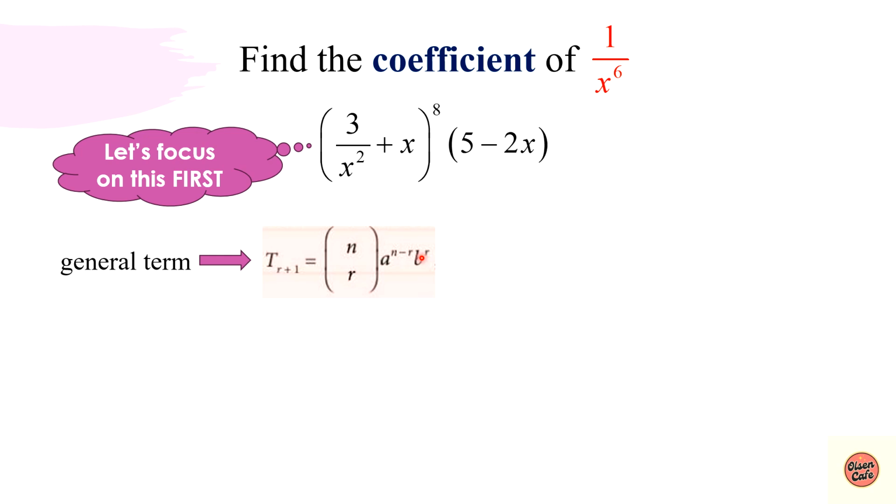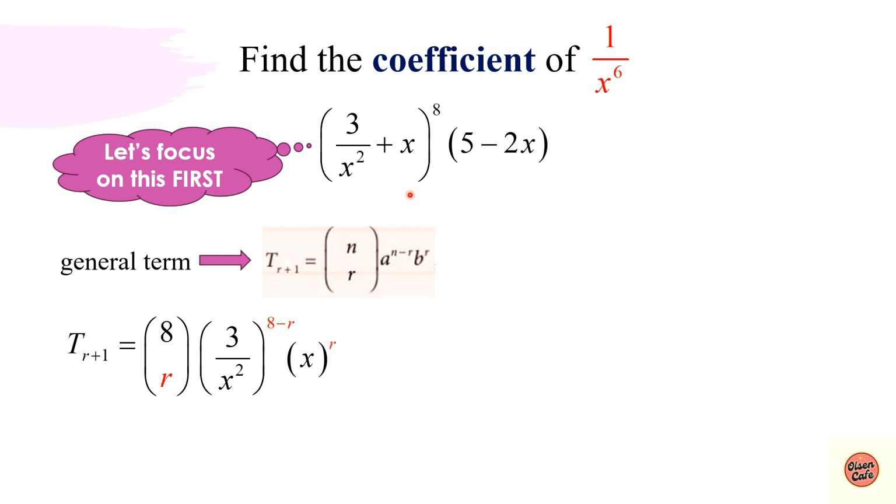So in this case, n equals 8 and a is equal to 3 over x squared and b is equal to x. Now, putting all these together, our r plus 1 term will give us 8Cr times 3 over x squared to the power of 8 minus r and times x to the power of r. Now, once you have this formula, we are going to apply laws of indices to put everything together.